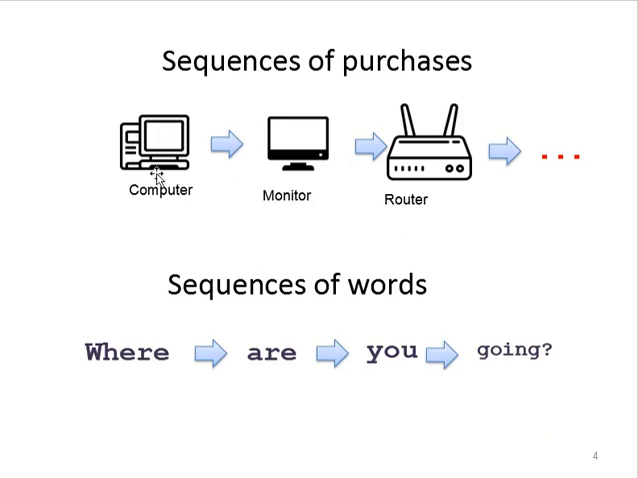Another example is the sequences of purchases, what some people buy in a store, for example. So maybe you go to the store, you buy a computer, then you buy a monitor, you buy a router, and so on. And maybe we have many sequences like this for different customers, and we want to find some patterns like people who buy a computer then will buy a monitor or router, and so on.